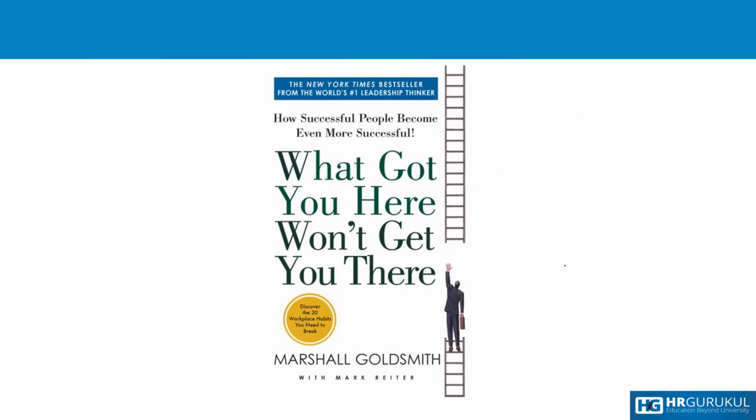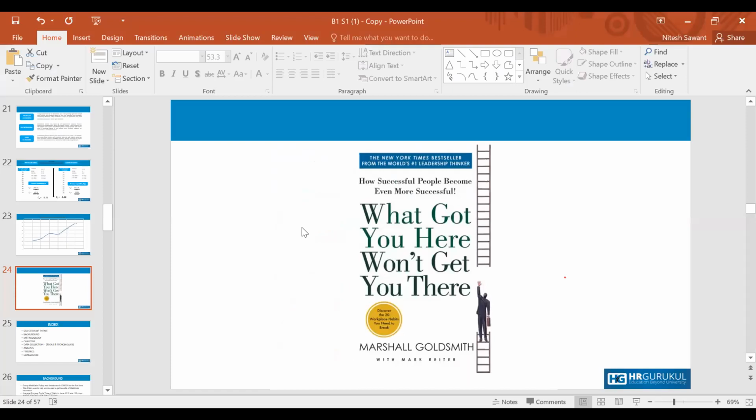There's a beautiful book written by Marshall Goldsmith. What you got here won't get you there. So if you want to reach where you want to go, the current skill set level will not help you. When you transit to a different level, then obviously it will require some different skill sets altogether. Correct? True. Yes, sir. Sure. All right.